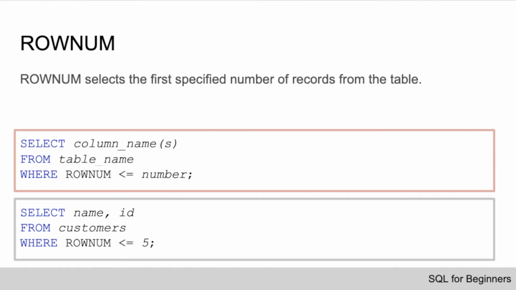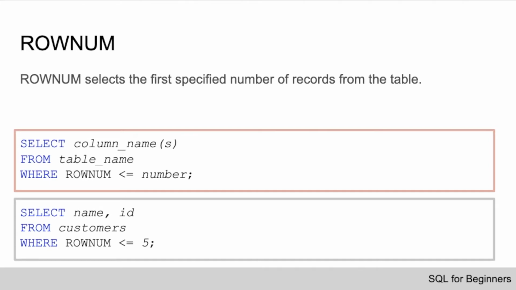Talking about ROWNUM, it selects the first specified number of records from the table, meaning that, for example, if you don't want to retrieve thousands of records from your table and you want to get only the first 10 or 100 rows, then you can use the ROWNUM keyword and get only the few rows that you want. So the ROWNUM clause is very useful on large tables with thousands of records, especially when returning a large number of records can impact the performance of the overall program.